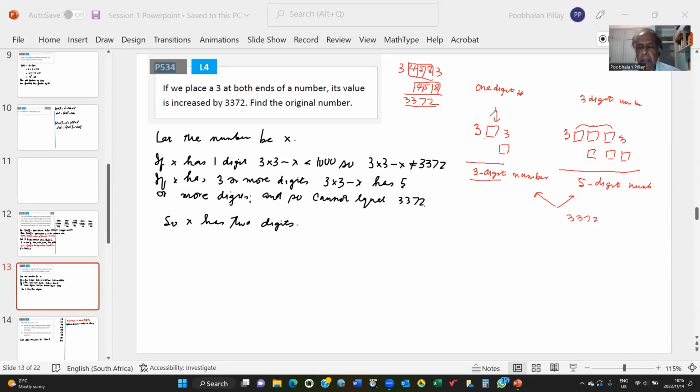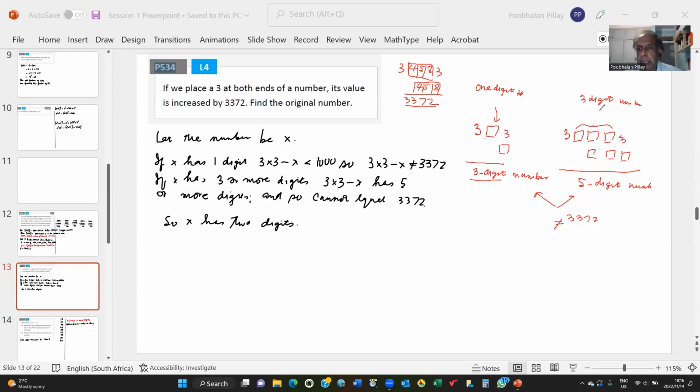Suppose the number was a 1-digit number. You put 3 on either side and subtract that 1 digit. Your answer will be a number like 300 and something minus a single digit, and you can never get 3372. So if you had a 1-digit number, you can never get 3372.